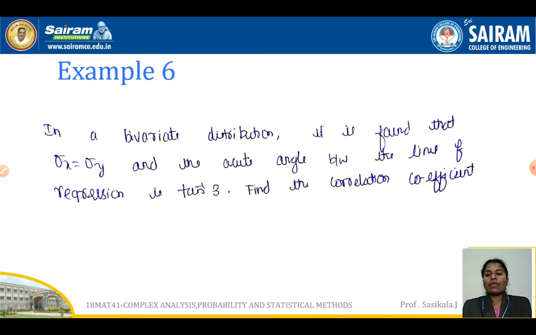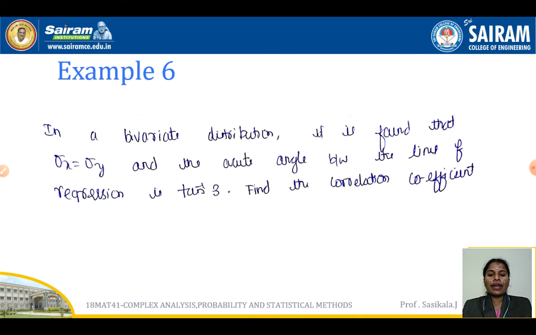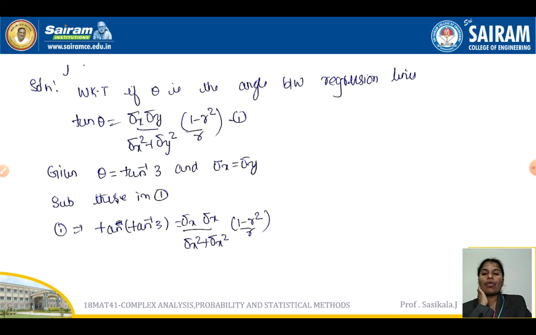Okay. So one more, the last problem. In a distribution, it is found that sigma x is equal to sigma y and the acute angle between the regression lines is tan inverse of 3. Find the correlation coefficient. Okay. So the question has given the relations and we need to find it. We have already learned one relation in terms of tangent, in the proof of correlation.